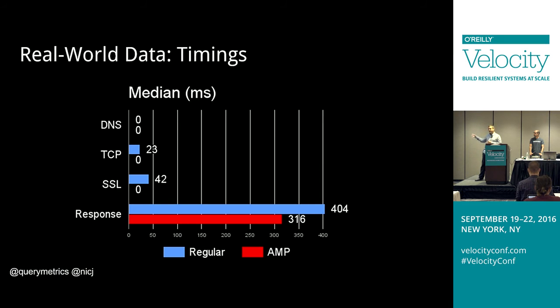So one of the biggest benefits to AMP is the presentation layer right now, which is the pages are actually getting pre-rendered a lot of the time. And so the overall response time goes down from about 404 milliseconds to 316 milliseconds. A lot of that is just from the pre-rendering benefit that you get.